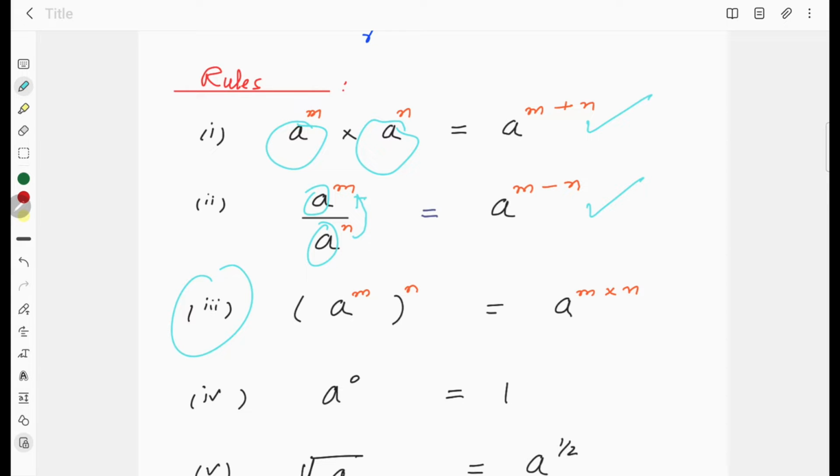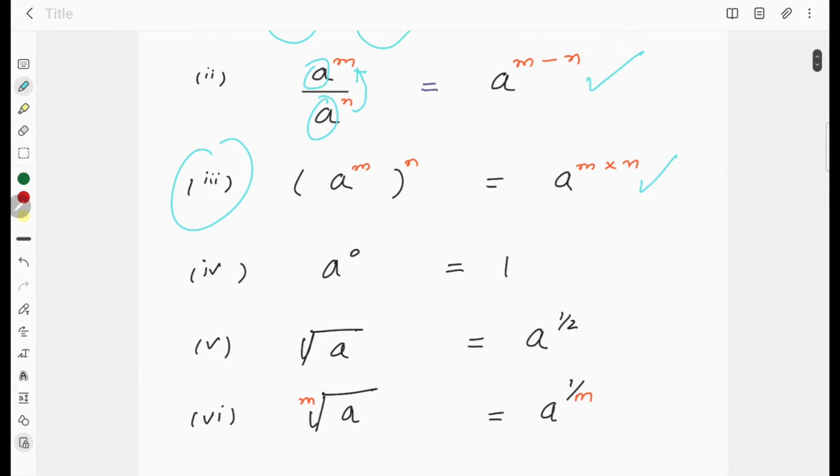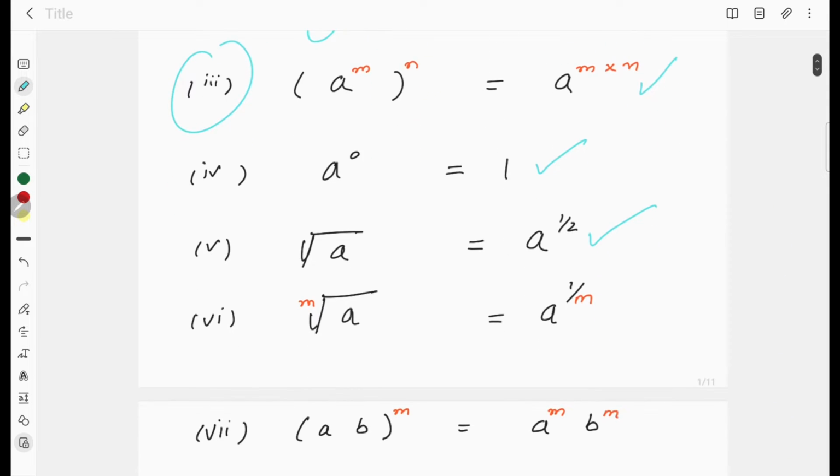Rule number 3, if I have a raised to the power m raised to the power n, then powers get multiplied. Anything raised to the power 0 is always 1. Square root represents raised to the power half. You can see under root a is a raised to the power half. And if you have some index, this small number m, then this m will come as 1 over m.